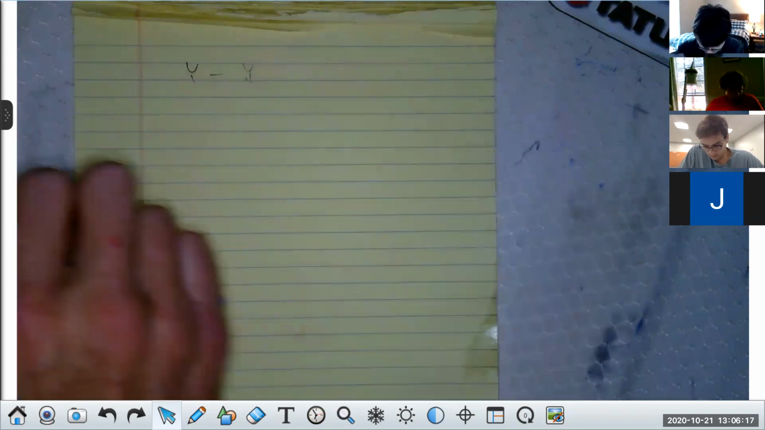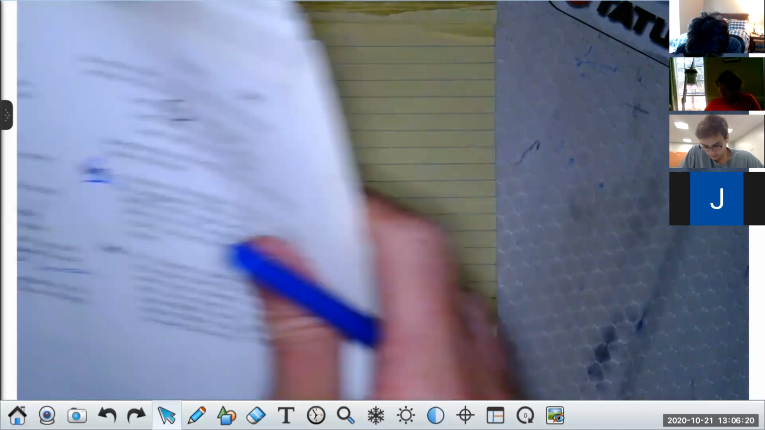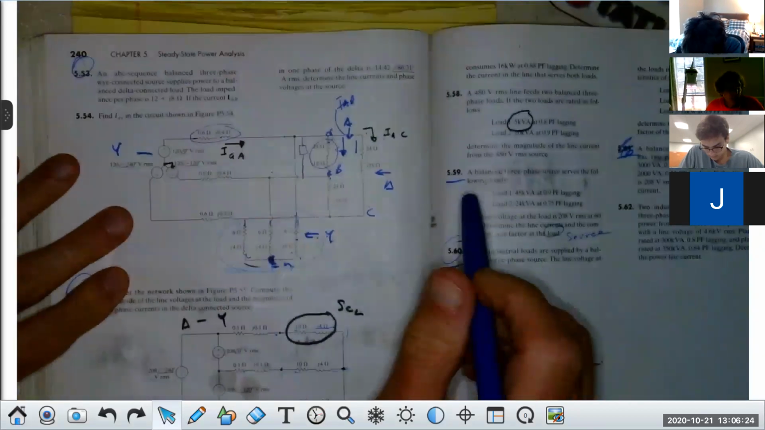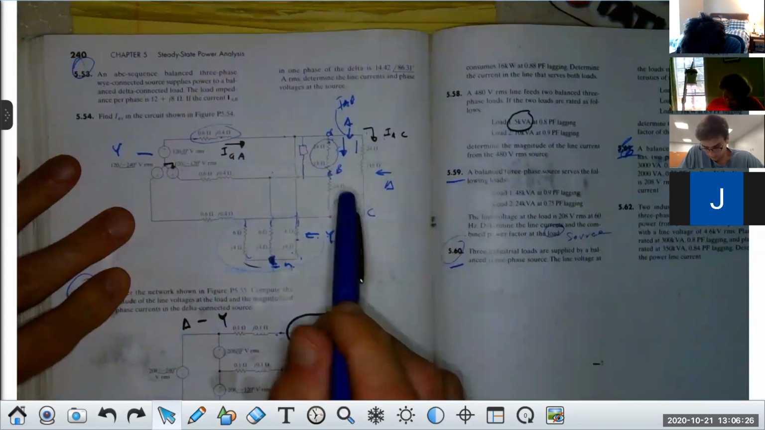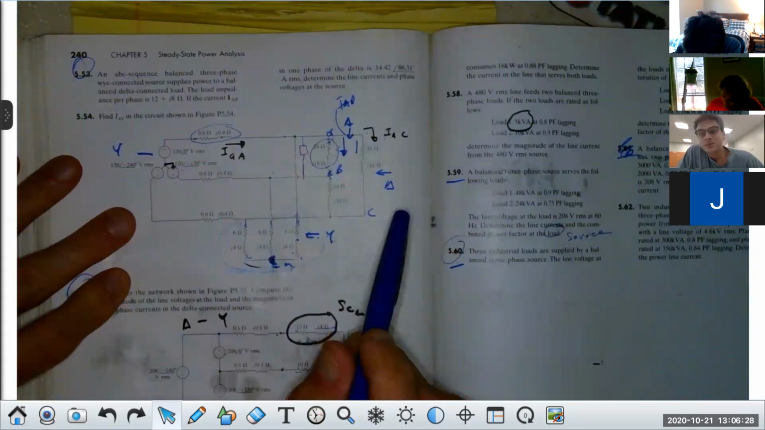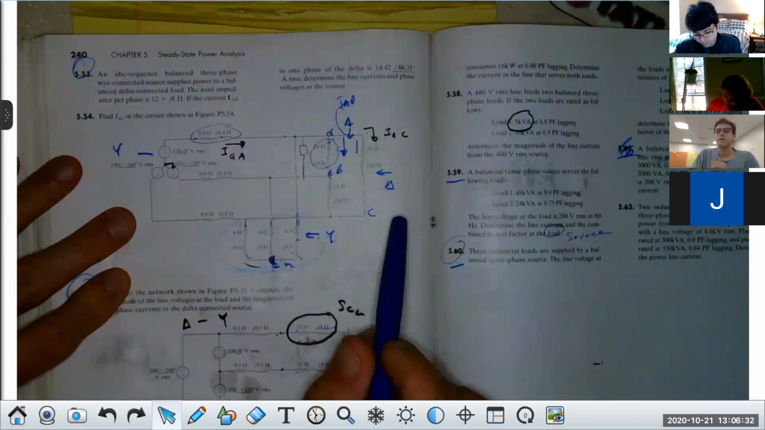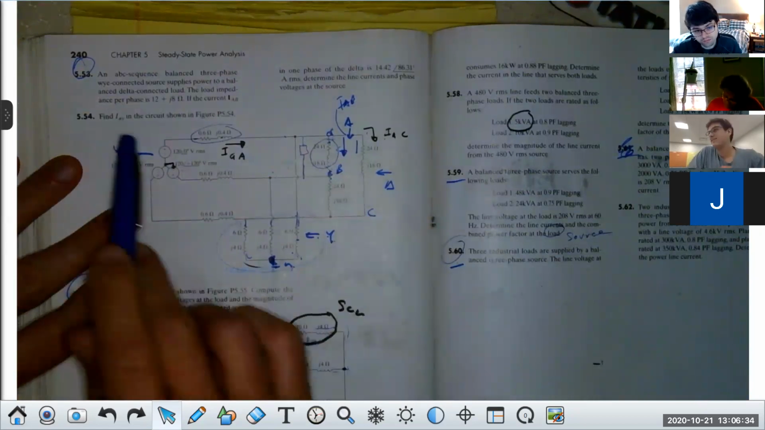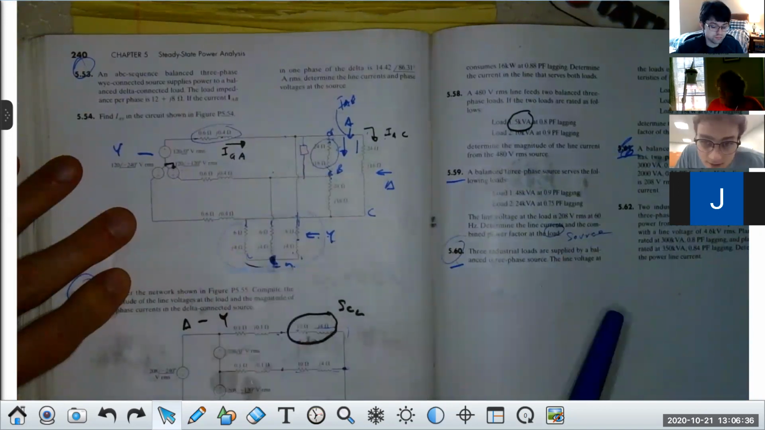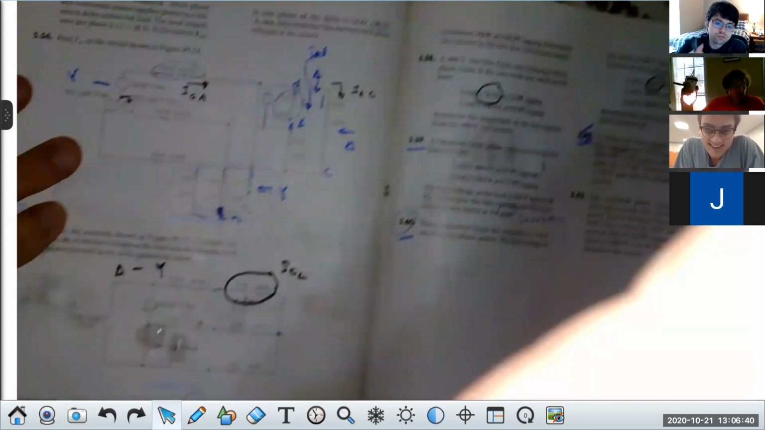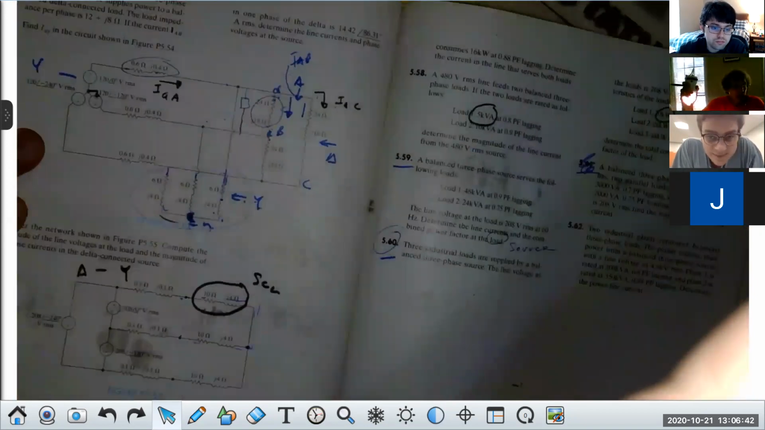Now, that said, this problem, unfortunately, it's a little inked up in this book, is problem 5.54. It's this problem. Can you all see this? Guys, it's inked up, but can you see it? Can you make it out?